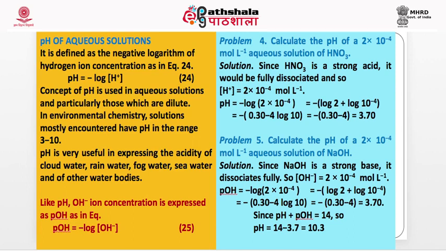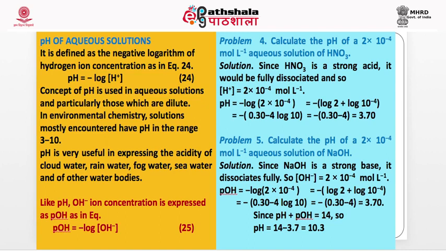Just see, minus log 2 plus log 10 to the power minus 4, or log 10 to the power minus 4 equal to minus 4. Log 2 is 0.30. This is minus 3.7. Minus this becomes 3.7. pH always has a positive sign.